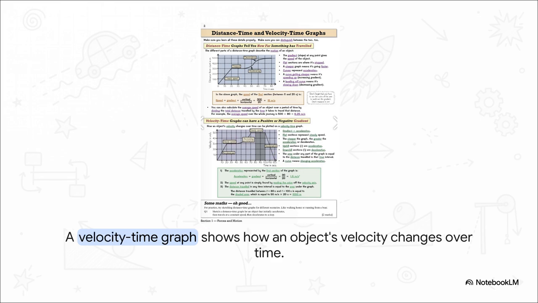The second type is the velocity-time graph. This one tells a totally different story. It shows how the velocity, not the distance, is changing. Is the thing speeding up, slowing down, or just cruising at a steady pace? This is the graph that will tell you.